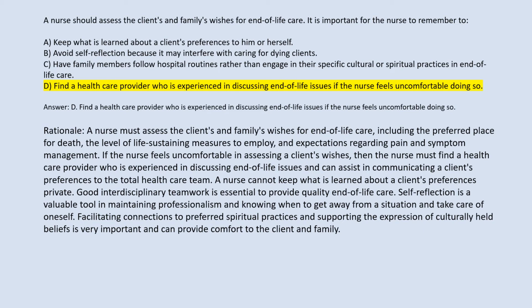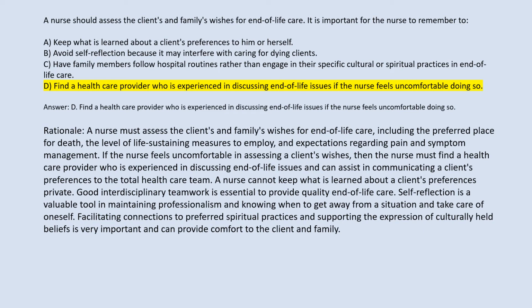If the nurse feels uncomfortable in assessing a client's wishes, then the nurse must find a healthcare provider who is experienced in discussing end-of-life issues and can assist in communicating a client's preferences to the total healthcare team. A nurse cannot keep what is learned about a client's preferences private. Good interdisciplinary teamwork is essential to provide quality end-of-life care.